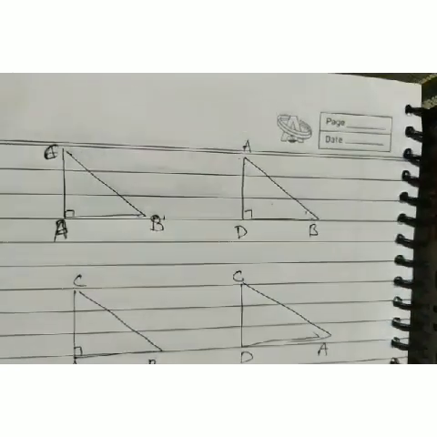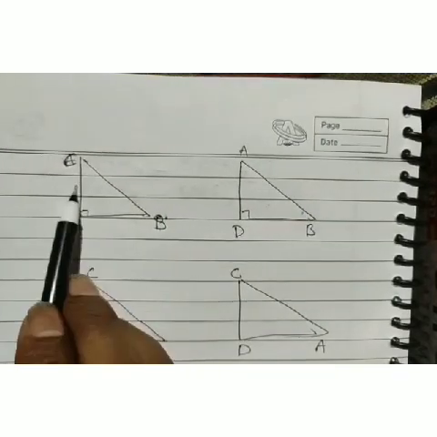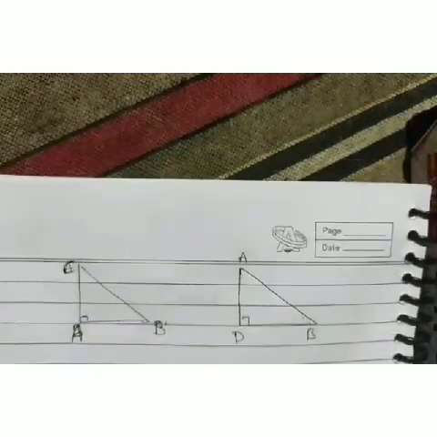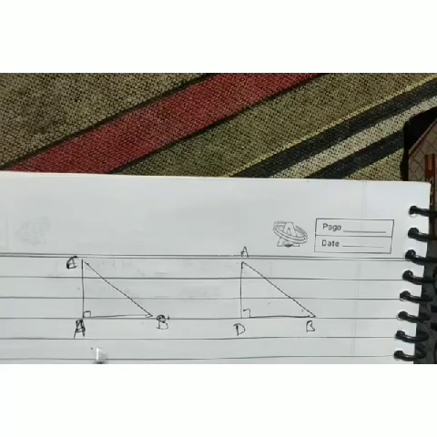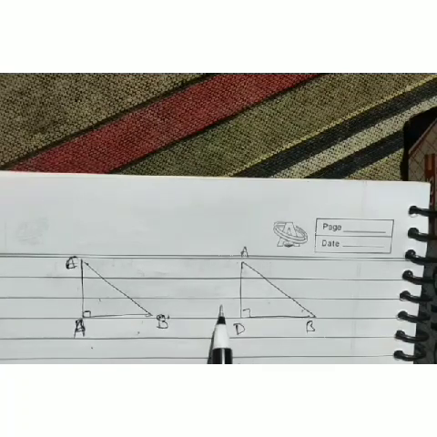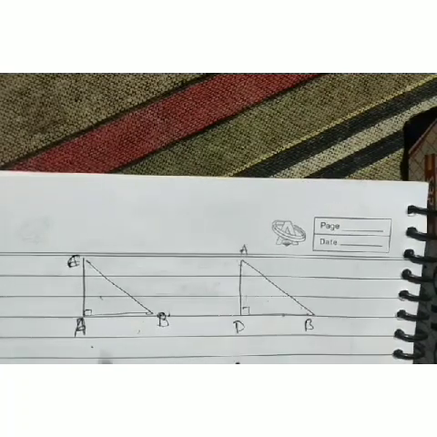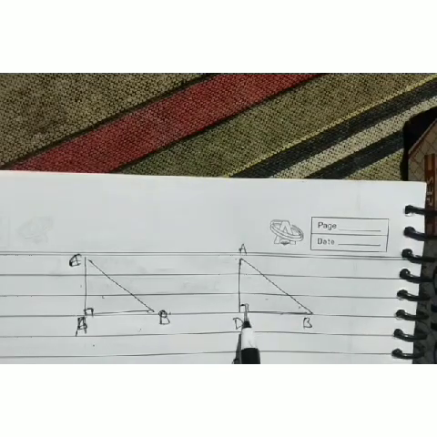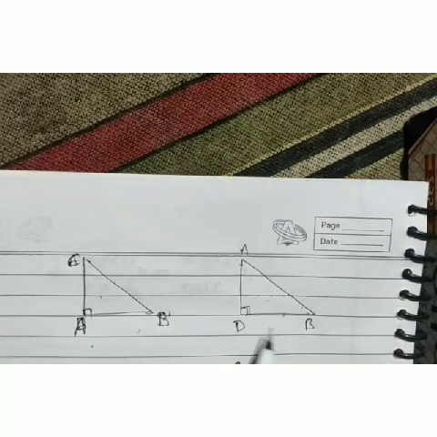Look, we draw individual figures there. We draw triangle ABC, and we take the second triangle as DBA. Both are right angled at A and D. Then what we do?